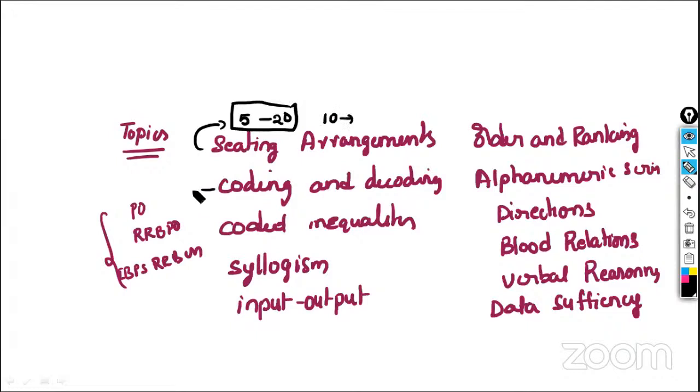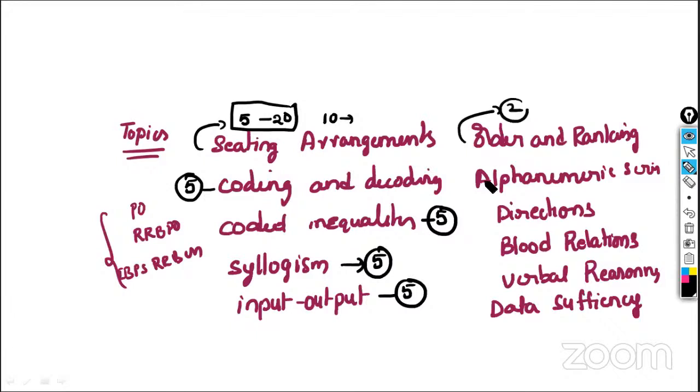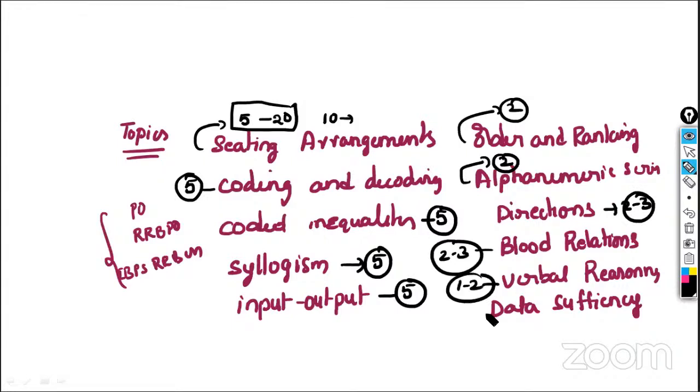Coding and decoding, 5 marks. Coded inequalities, 5 marks. Syllogisms, 5 marks. Input output, 5 marks. Order and ranking, 2 marks. Alphabetic, 2 marks. Directions, 2 to 3 marks. Blood relations, 2 to 3 marks. And verbal reasoning, 1 to 2 marks. And data sufficiency, 5 marks.